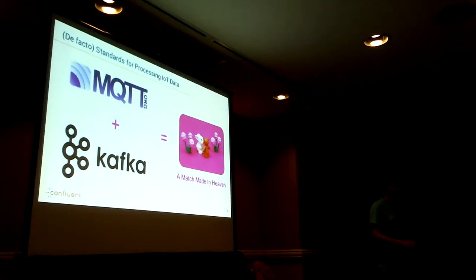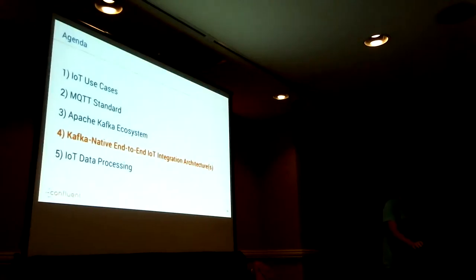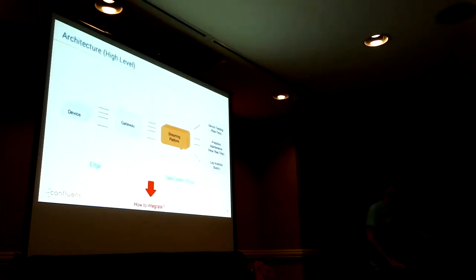So you can combine them together to build this end-to-end pipeline. And that's in the end what I want to focus most of the time of this talk on. We really discuss how you can do Kafka-native end-to-end integration. So we again see this picture from the beginning. How can you do this integration between the edge, whatever the edge in detail means, which is also important to define in the beginning, and the streaming platform, which here is Kafka, to connect it to the rest of the enterprise?